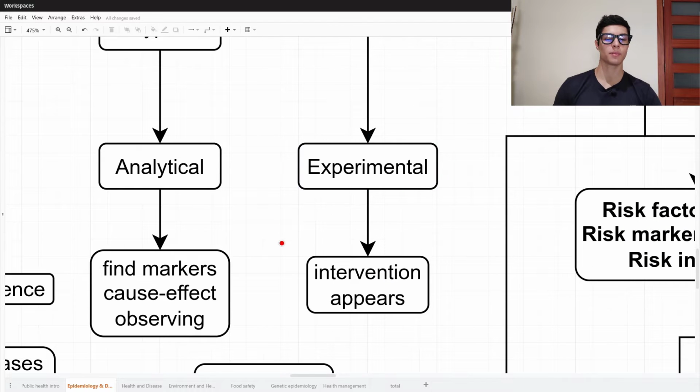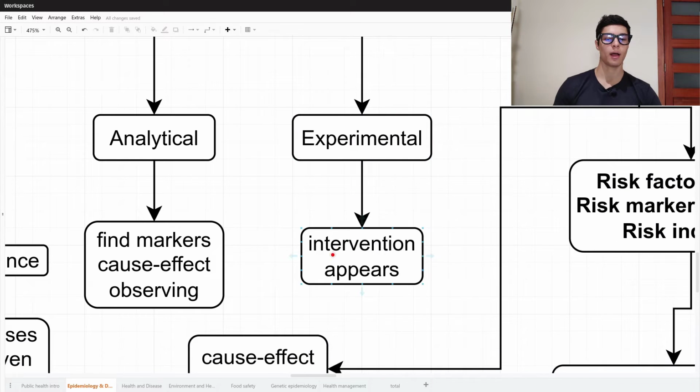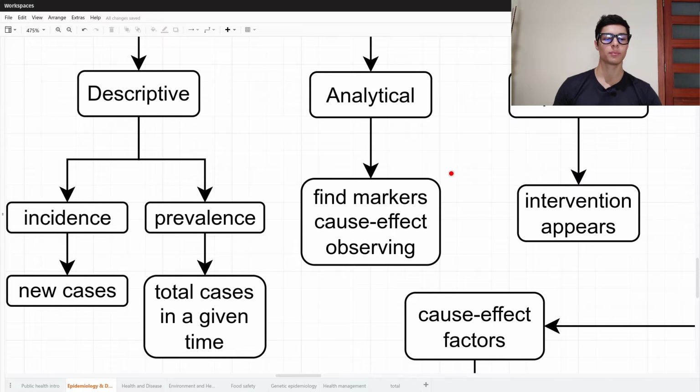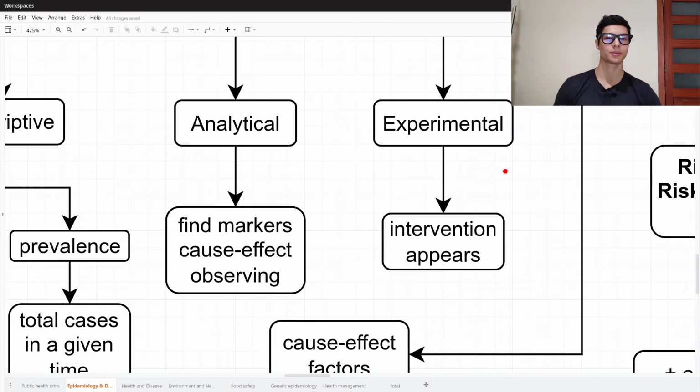And then we have the experimental, in which we have an intervention. We make an intervention. So, for example, we have seen that, and then with the analytical, we say, okay, so what do they share? We find something that can be a marker of cause-effect, and then with the experimental, we say, so try to avoid doing that thing, and then we experiment, and we see if there are some changes. Of course, here we are talking on a population level.